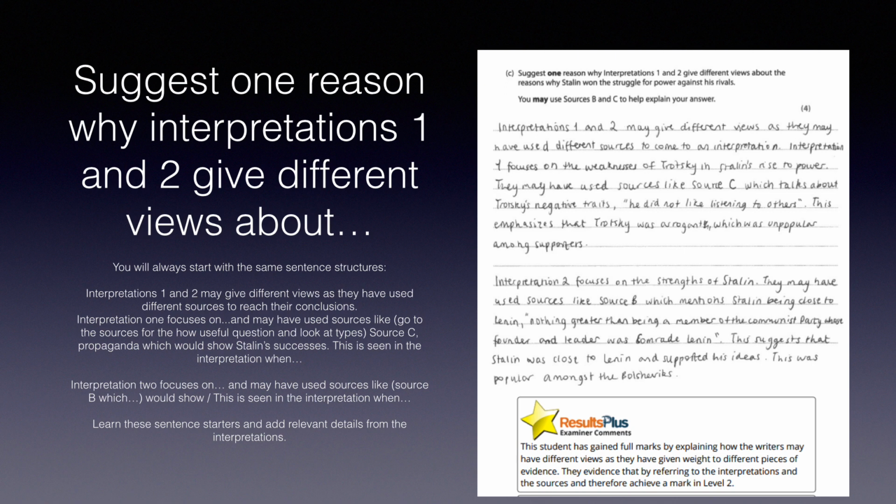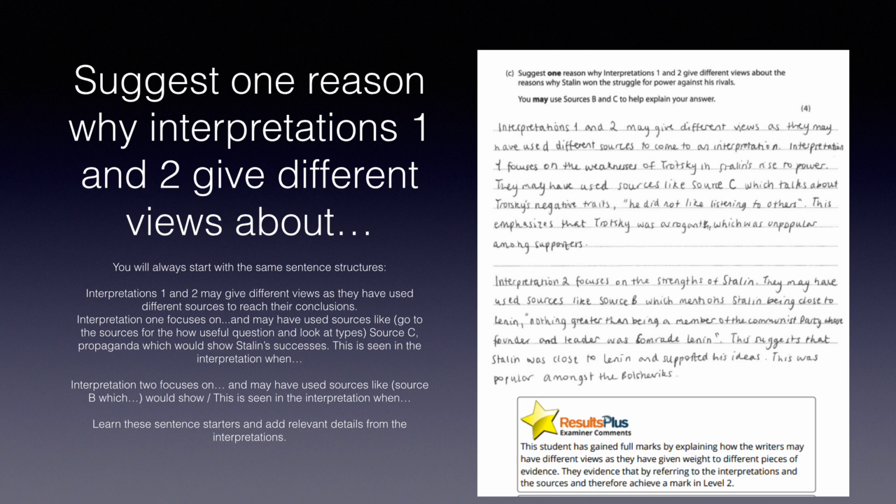So think about the types of sources that you can see on the page in front of you. So are you looking at propaganda sources from Stalin? Therefore, he's going to present it himself as a success. Are you looking at Western sources? And therefore, they're going to suggest that communism is a failure.